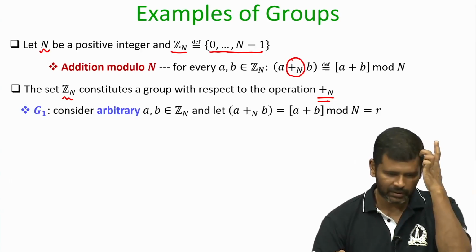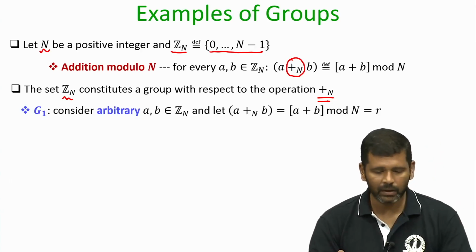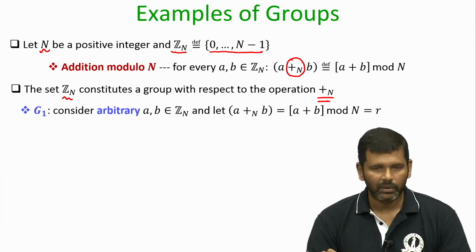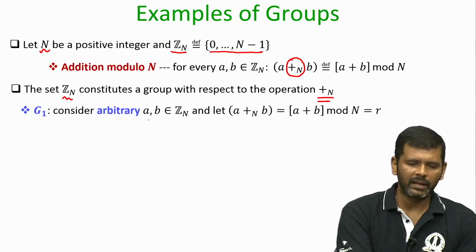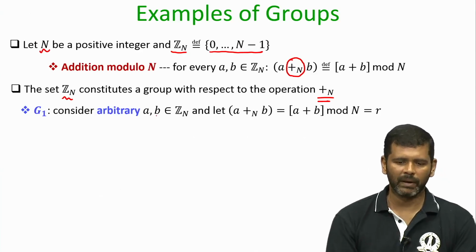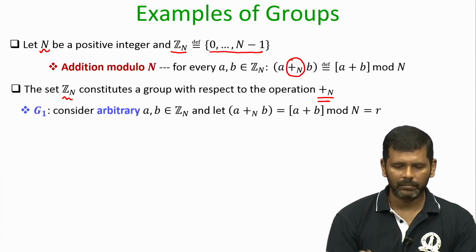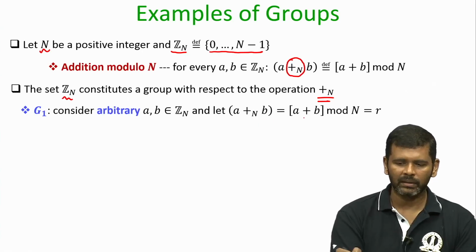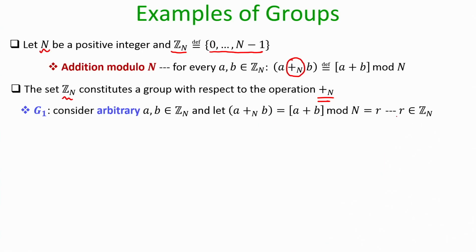So, let us see whether the four properties are satisfied or not. The closure property is indeed satisfied. You take any integers a and b in the range 0 to n minus 1, you add them, and then take modulo n. The result will be r, and r of course will be in the range 0 to n minus 1. So, it is a member of Z n. So, closure property is satisfied.